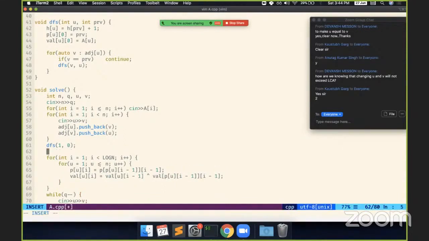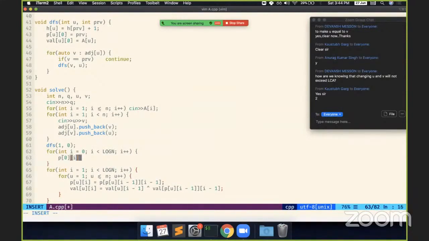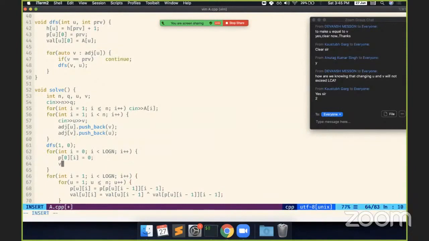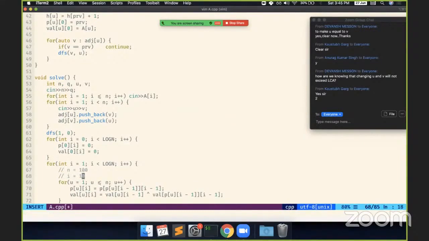Also make sure that, this is an important thing, parent 0 i is equal to 0 and val 0 i is equal to 0 also. Notice, let's say n in the question is only 100, but your i is let's say 10, then technically you are referring to 2 to the power 10, which is the 1024th parent, which is not defined.